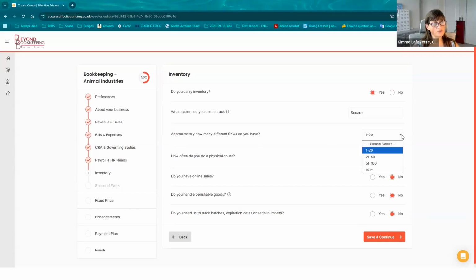And from this drop down, approximately how many SKUs would you say that you have? I think 1 to 20 is appropriate there. I only carry about 10 to 15 items. Okay, great. And how often do you do a physical count of the inventory that's in your shop? Never? Okay, so I'm going to leave it at annually.